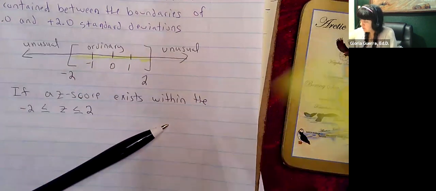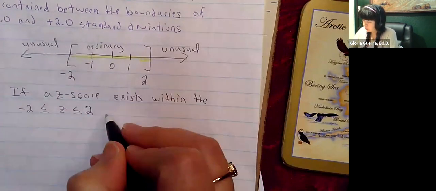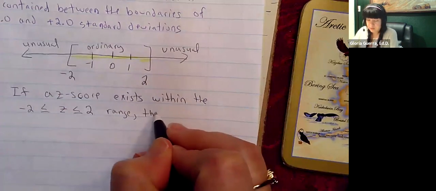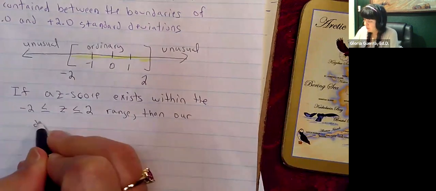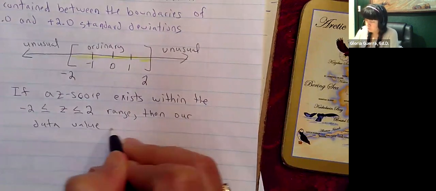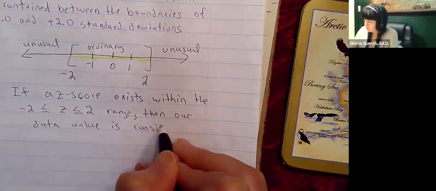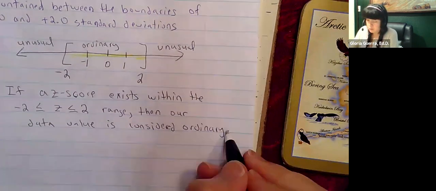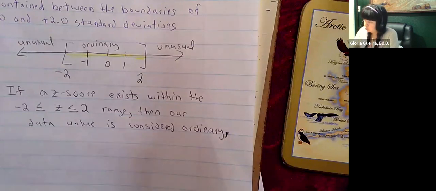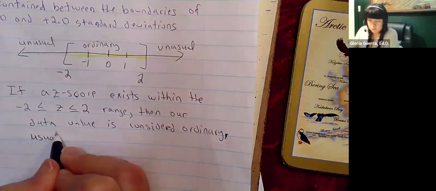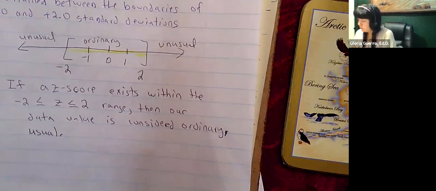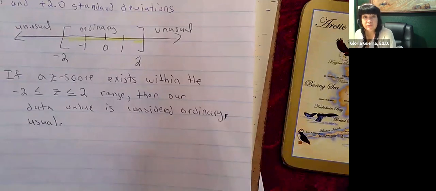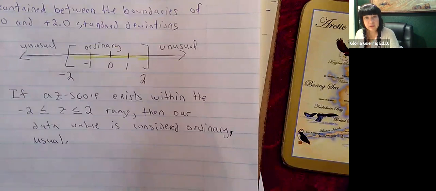if the z-score exists within the -2 to 2 range, then what does that mean? That means our data value is considered, you know, ordinary or usual. Okay. But if it sits somewhere outside of that, then it's considered unusual. If your z-score sits outside of that, then your data value is considered unusual.